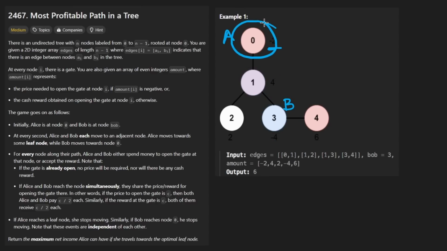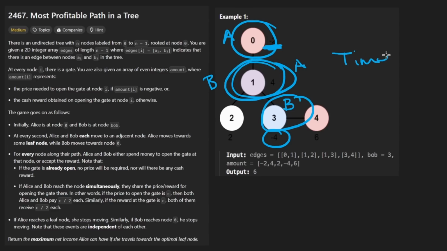Like, let's say I started here and Bob's over here. Alice is going to take this profit, Bob is going to take this profit, and suppose now Alice is here. And then Bob is at the same position. Bob is here as well. Well, if they land on the node at the exact same time, so let's keep track of the time as we run this simulation.